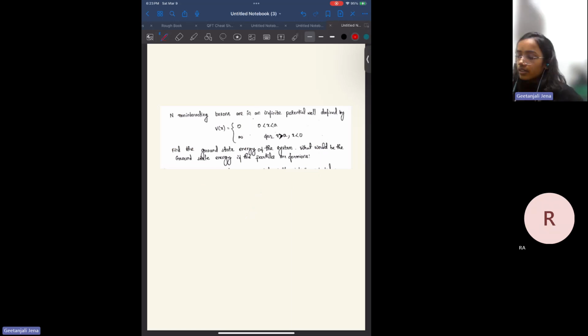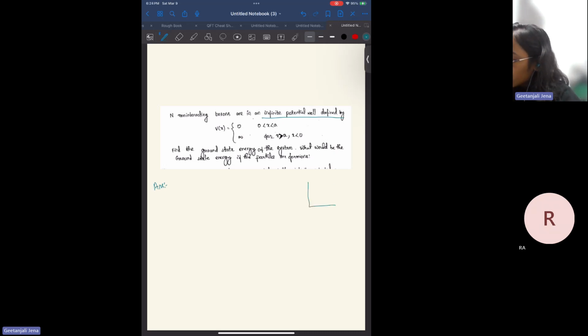So this is the third problem that is related to many particle systems. Let me go through the question. In the question, it is given: non-interacting bosons are in an infinite potential well defined by V of x equal to 0 when x lies between 0 to a, and it is infinity for other regions.